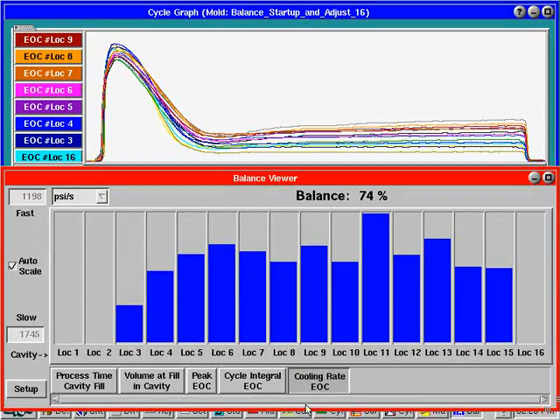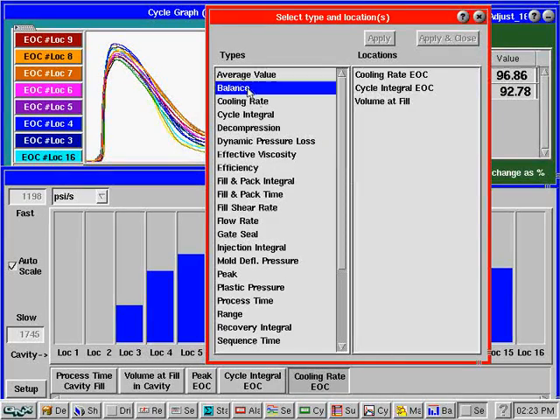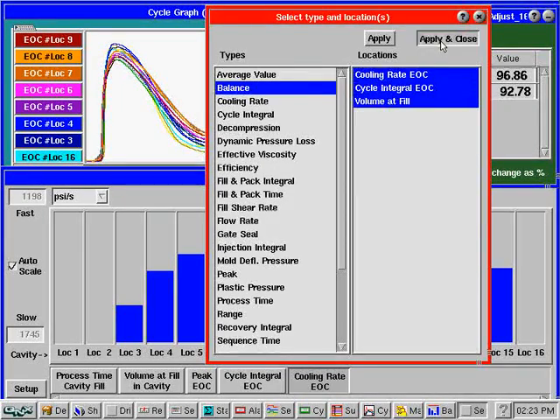The balance viewer, when running, creates new balance numbers not generated by the standard eDart. Here are the three we just observed when we selected the buttons on the viewer.